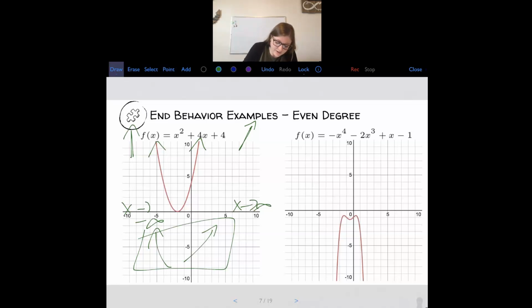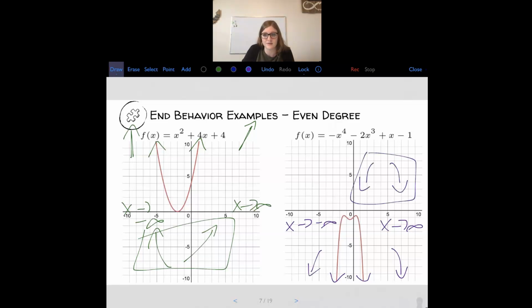We also have another even degree, but in this case, our leading coefficient is negative. So as x goes to infinity, this is going to look like this. It's just going to keep going down. As x goes to negative infinity, it's going to keep going down. So our end behavior looks something like this. That's telling us what the graph is doing when x is very big or when x is very small. Knowing end behavior can help us graph, or estimate what a polynomial looks like.